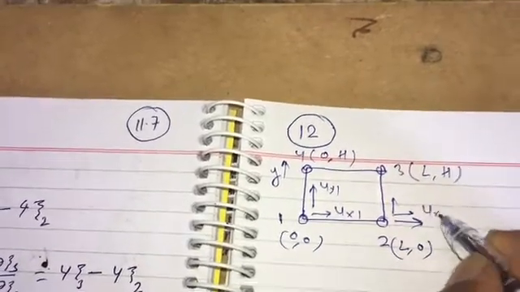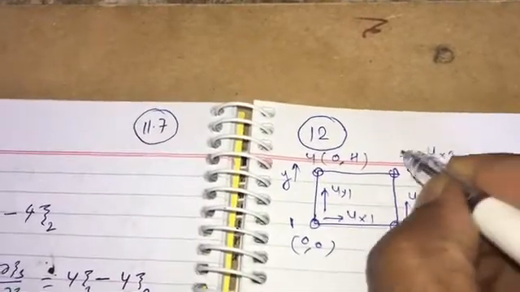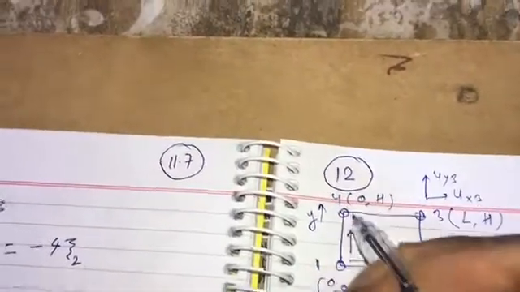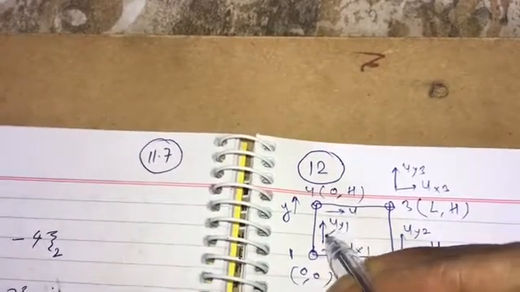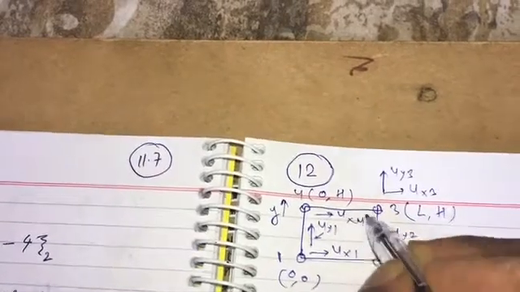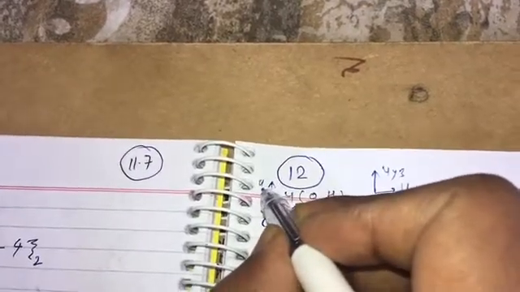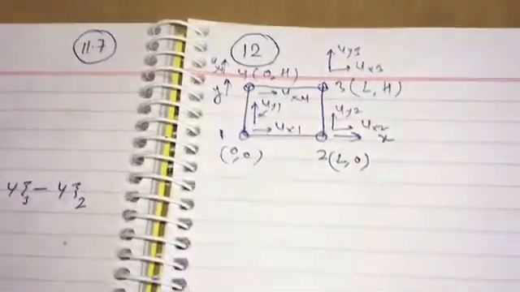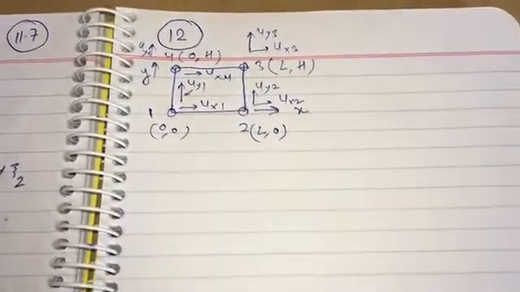So ux2, uy2, ux3, uy3, and here also there will be ux4 and in this direction uy4. Okay, if this is the element, the idea is to find out the stiffness matrix, which we have to construct.